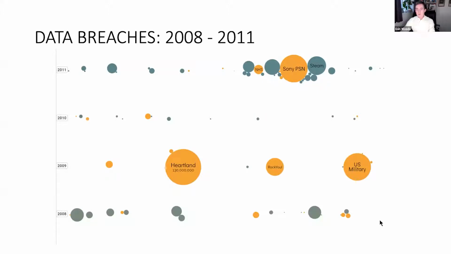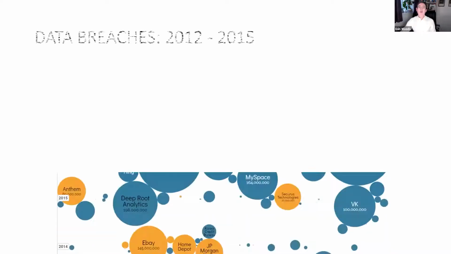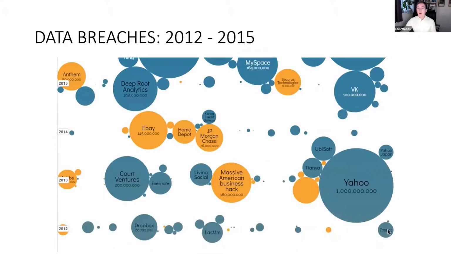A lot of them are relatively small. Some of them are very sensitive. That's the UK National Health Service, and that's the US military, both losing significant amounts of data. But it still looks like a manageable situation until we start moving into about 2012, more recently 2015, and you can see the scale of breach is becoming very large.